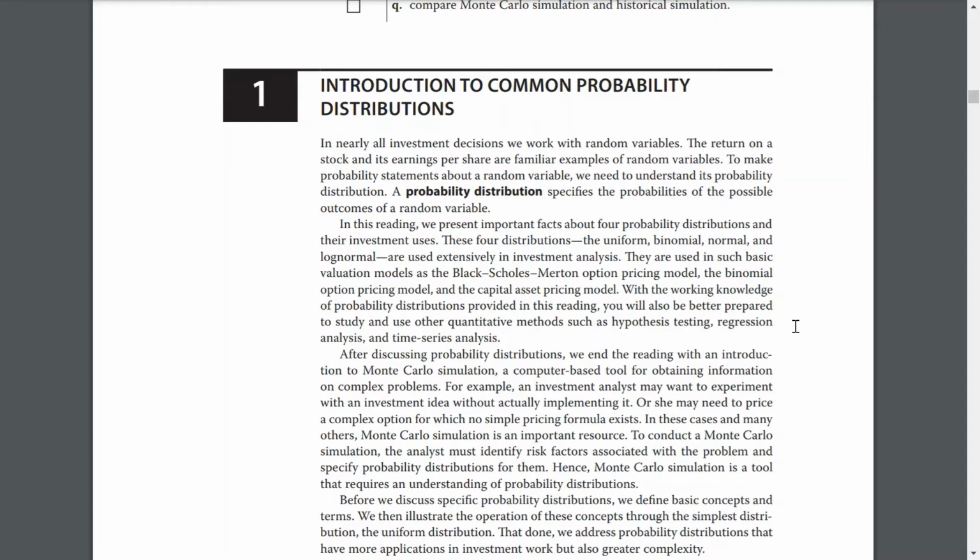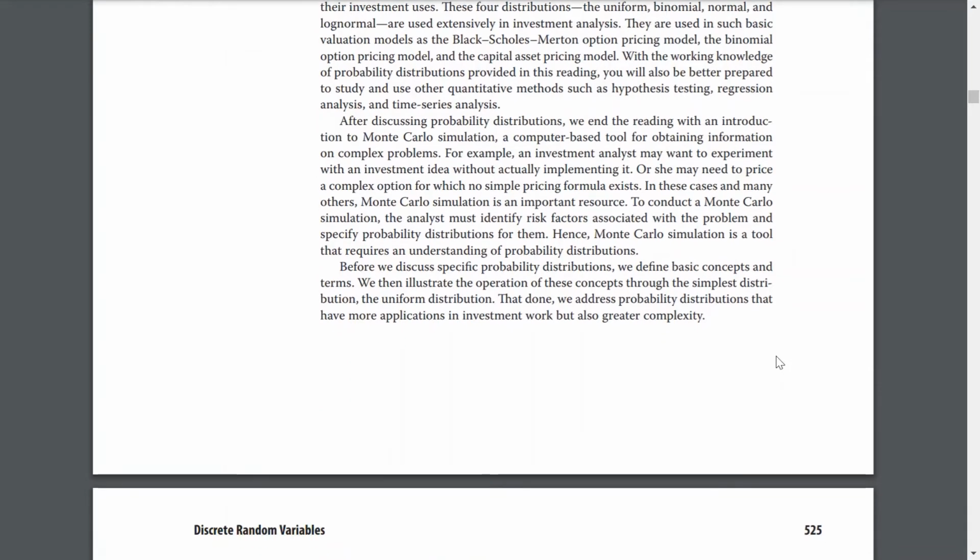After discussing probability distributions, we end the reading with an introduction of Monte Carlo simulation, a computer-based tool for obtaining information on complex problems. For example, an investment analyst may want to experiment with an investment idea without actually implementing it, or she may need to price a complex option for which no simple pricing formulas exist. In these cases, and many others, Monte Carlo simulation is an important resource.